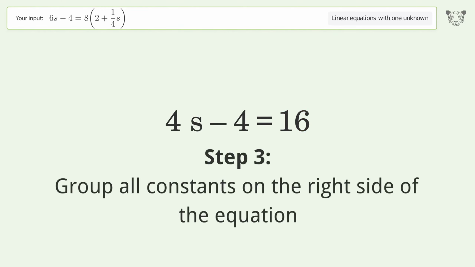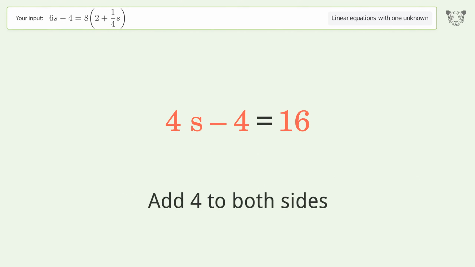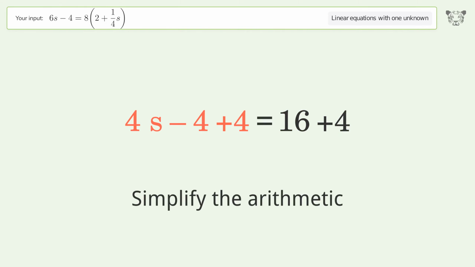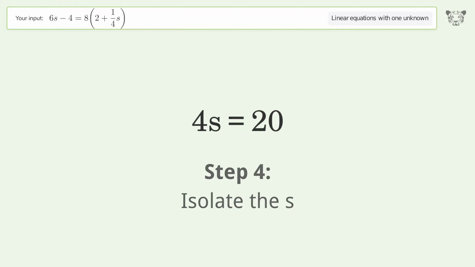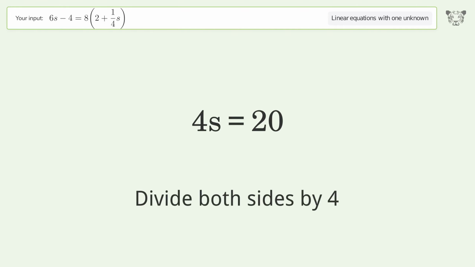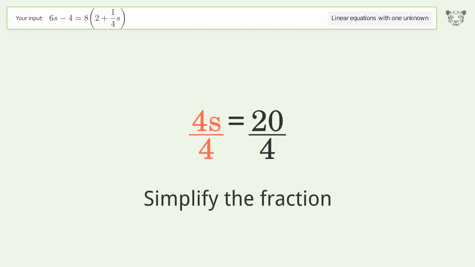Group all constants on the right side of the equation. Add 4 to both sides. Simplify the arithmetic. Isolate the s. Divide both sides by 4. Simplify the fraction.